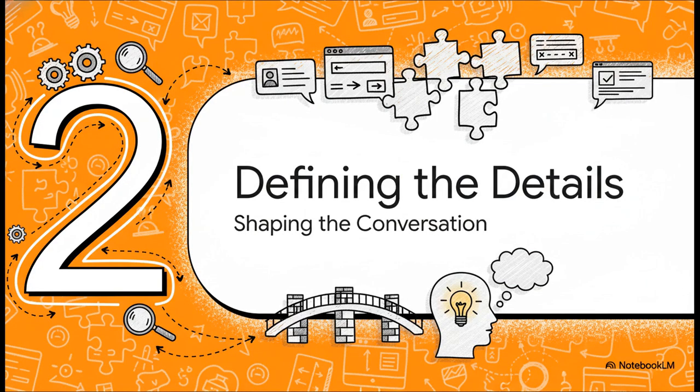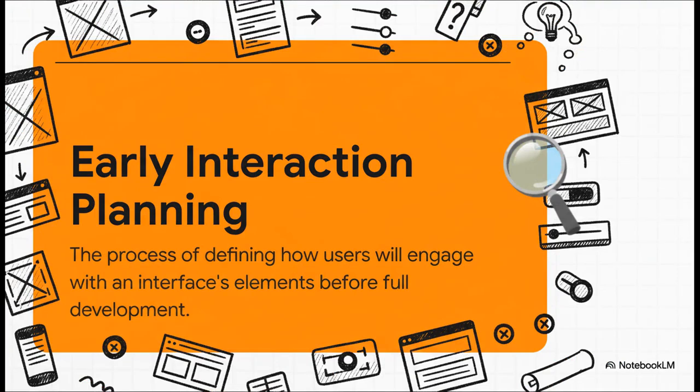Okay, so how do we get to that crystal clear state? We do it by defining the details right up front. I want you to think about it less like you're designing a static screen and more like you're shaping a conversation between the user and the interface. You're making sure both sides know what's going on. So let's put a pin in it. What are we actually talking about here?